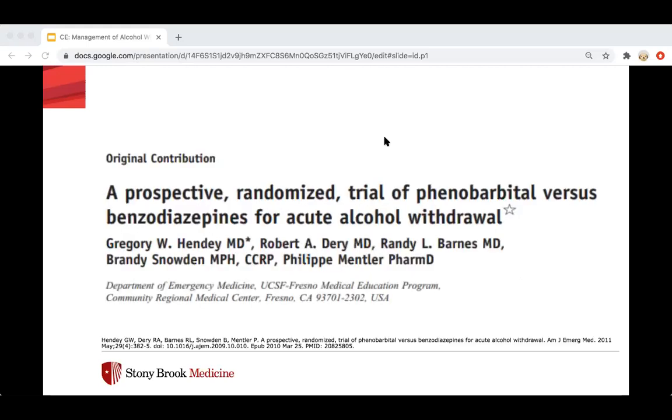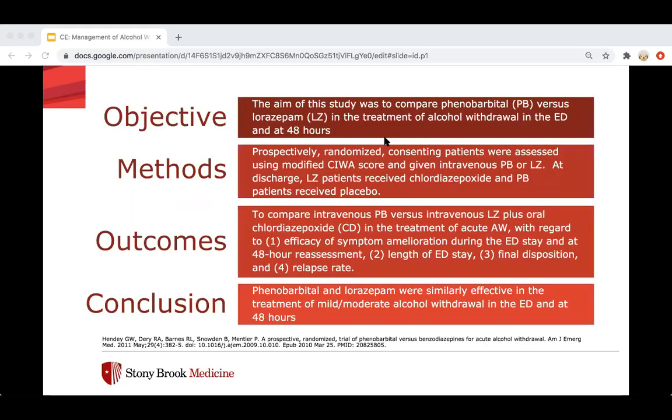So this next study I have was a prospective randomized trial of phenobarbital versus benzodiazepines for acute alcohol withdrawal. The objective of this study was to compare phenobarbital versus lorazepam in the treatment of alcohol withdrawal in the ED and then at 48 hours. It was prospectively randomized. Consenting patients were assessed using a modified CWAS score and given IV phenobarbital or lorazepam. At discharge, the lorazepam patients received chlordiazepoxide and the phenobarbital patients received placebo.